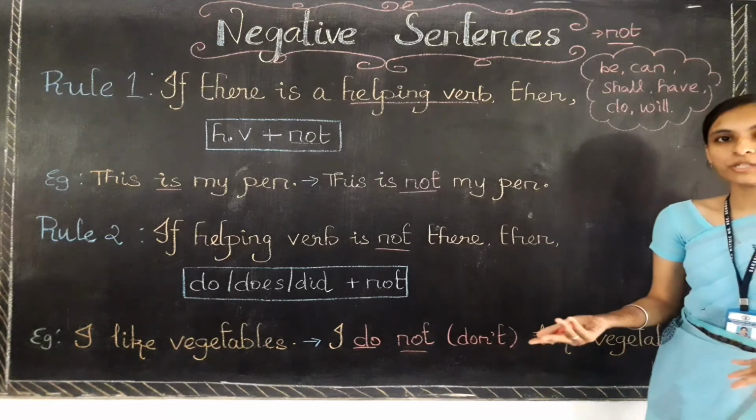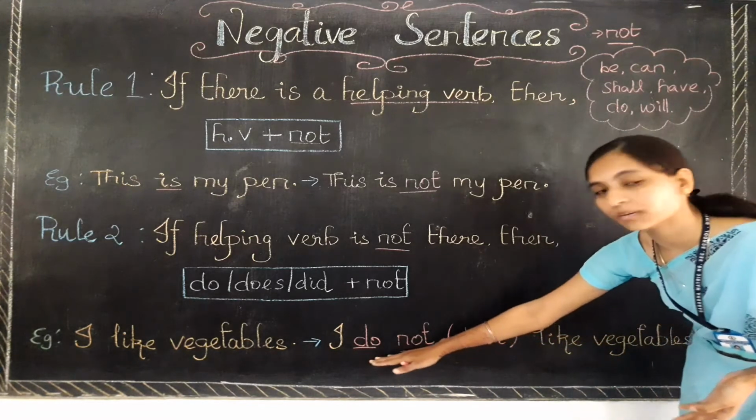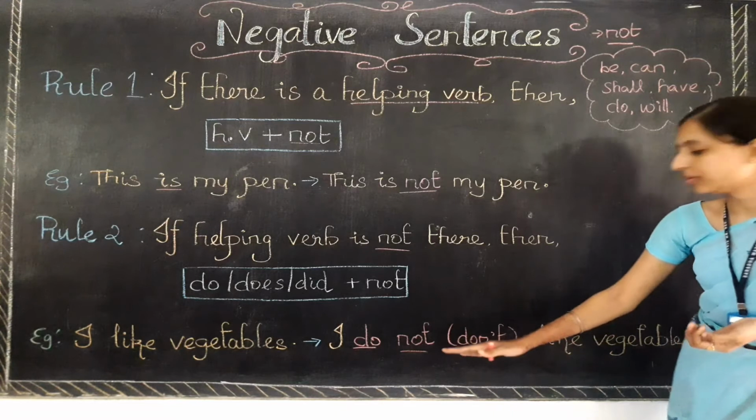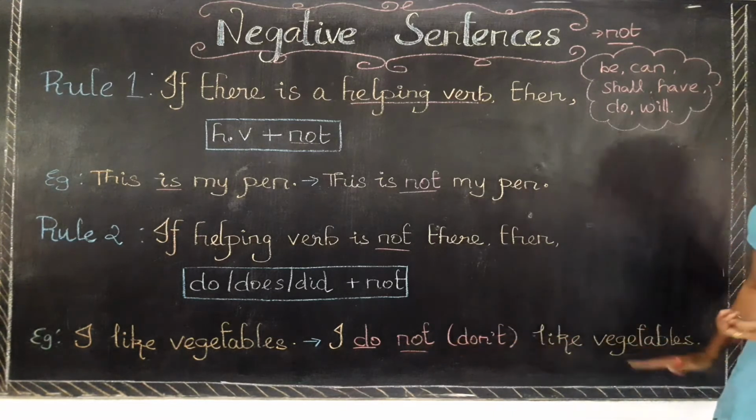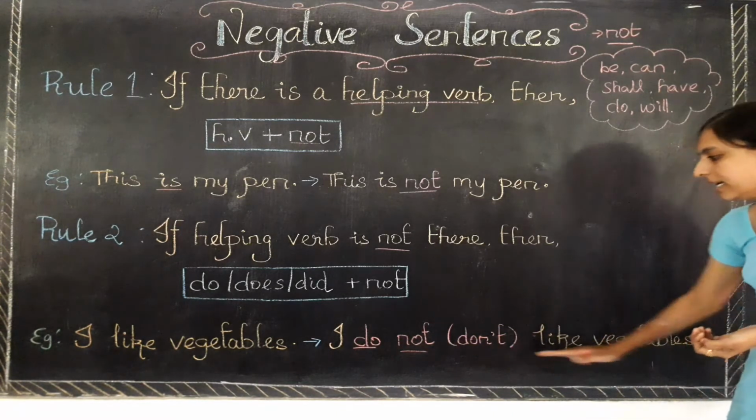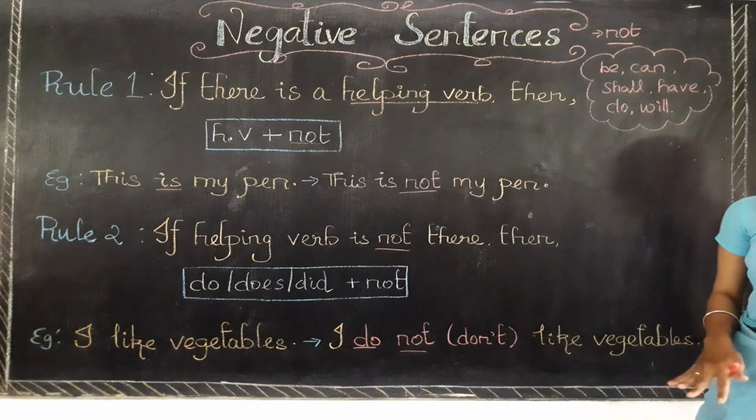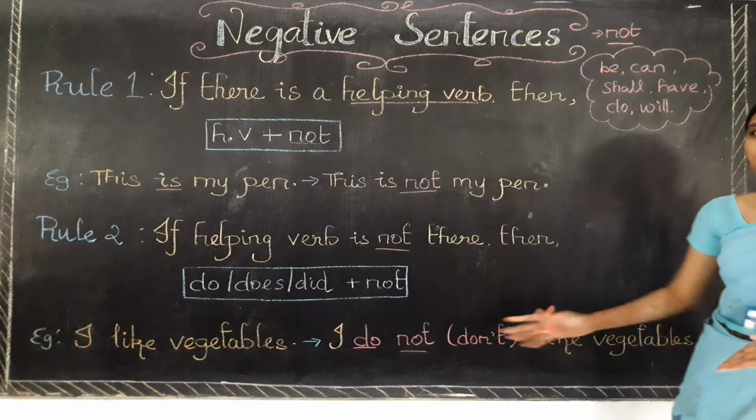In short form we can also use do not. What is the short form of do not? Very good, that is don't. I don't like vegetables. "I don't like vegetables" is the negative form. It is the negative sentence.